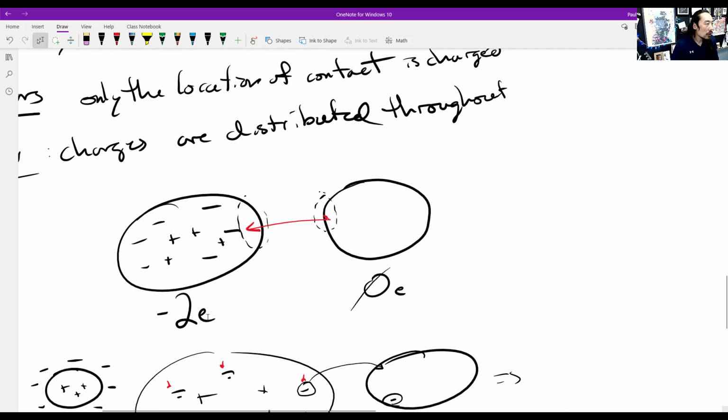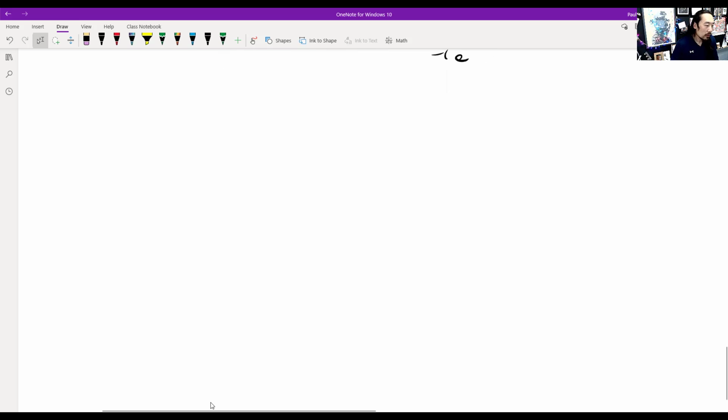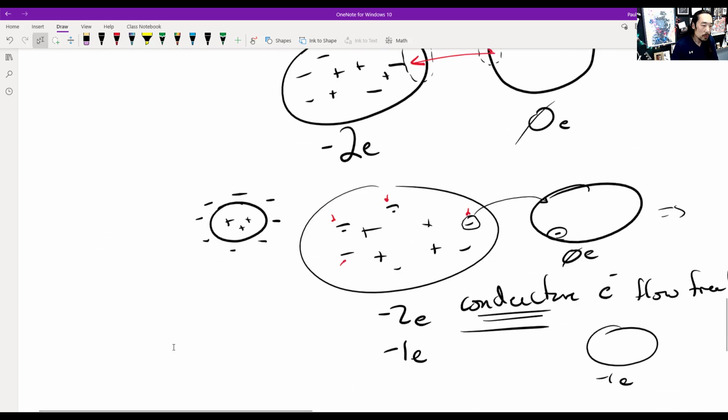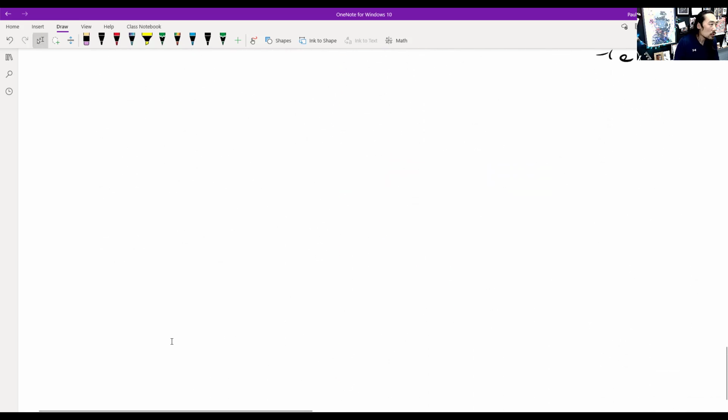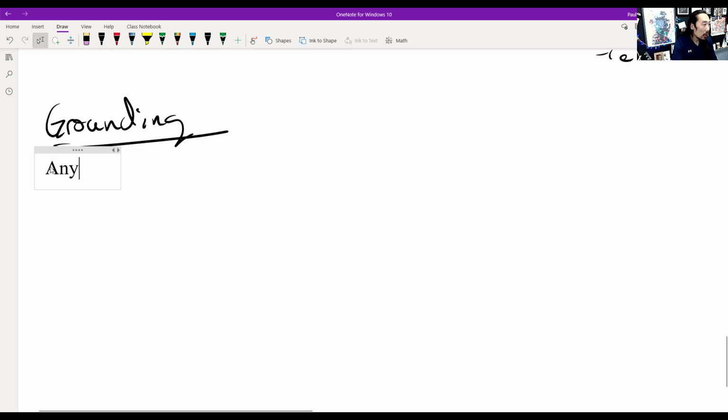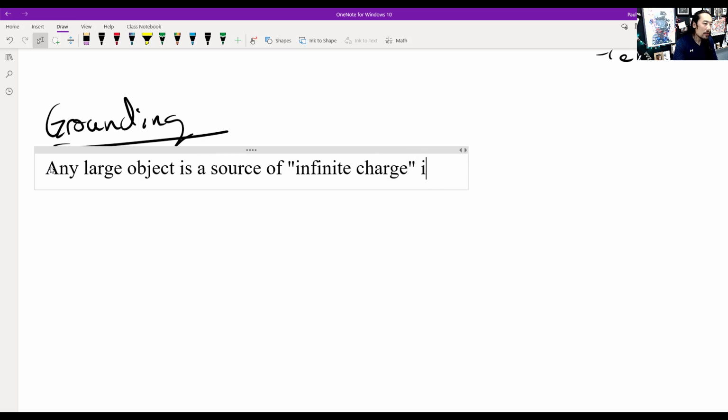Okay, so we have conductors, we have insulators, we have conduction, we have friction, and we have polarization. And the last thing that we're going to look at is called grounding. All right, so the idea of grounding. The Earth itself, or any large object, so let's type this out. We can say any large object is a source of, I'm going to put this in quotes, infinite charge, or an infinite source of charge.